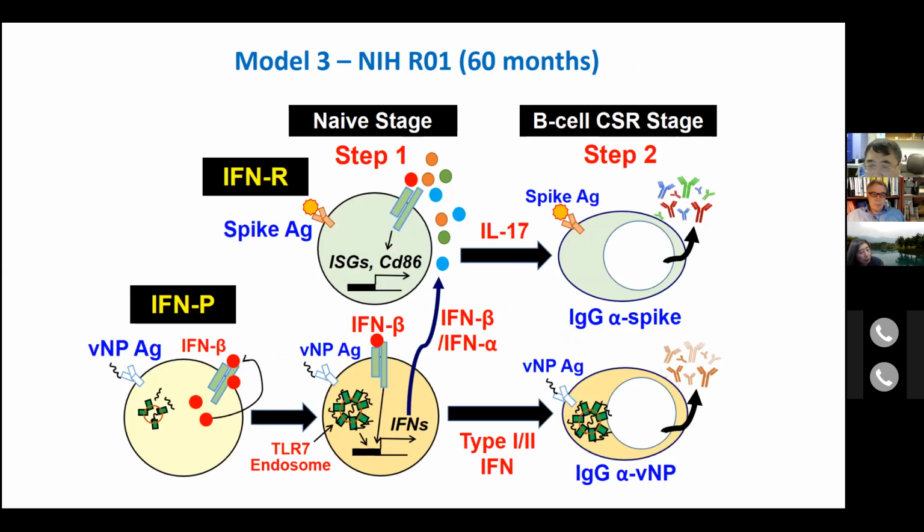So with this model, it looks so complicated. The goal is that we're going to use the Libra-seq method, so we can isolate spike versus NP reactive B cells. Then we can look at their transcriptome. That was the goal, but that was the R1.